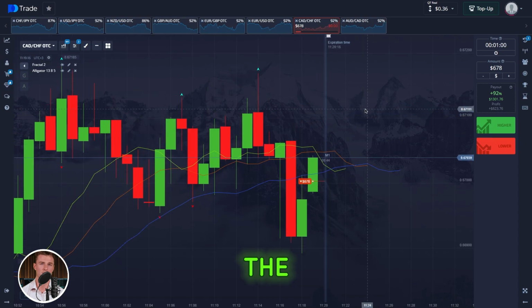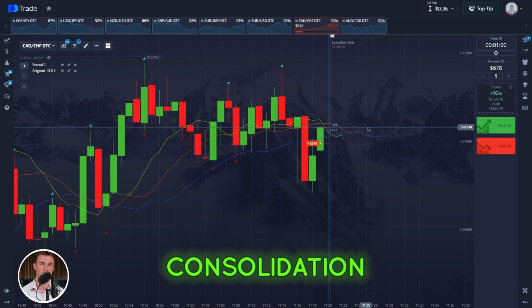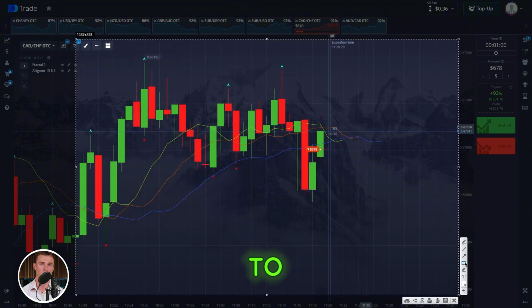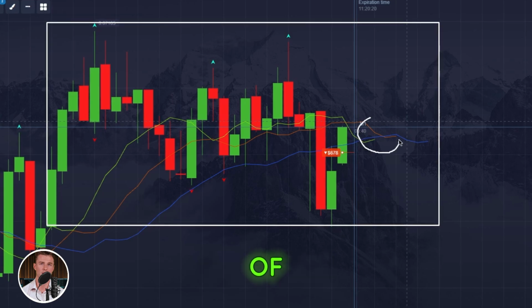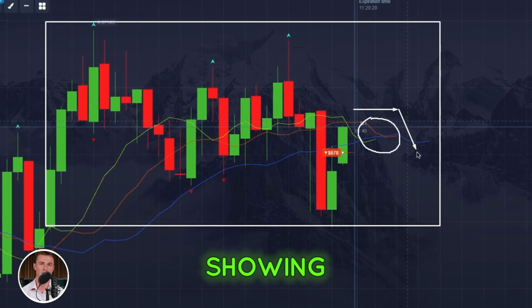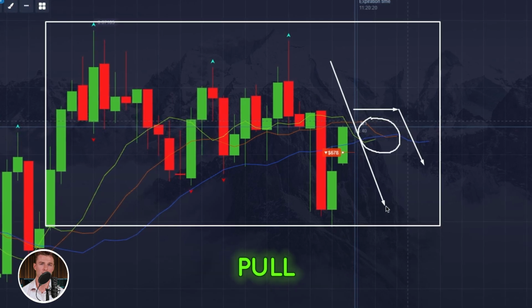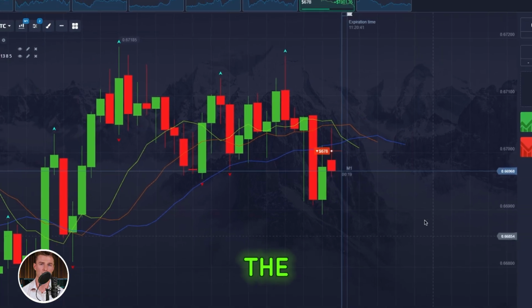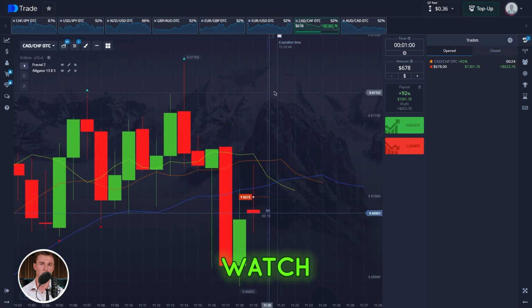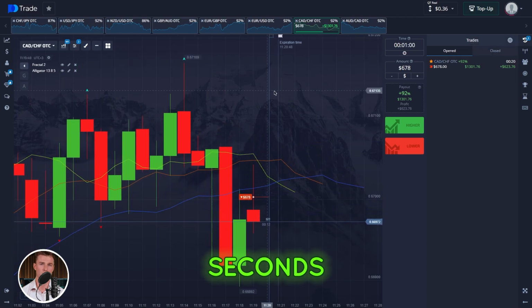Now we have crossed the moving averages of our alligator. The consolidation area is going on, and we have a dynamic price that stands in place. Here we see the crossing of our moving averages on the downside, showing us the downward character. Then we see a pullback in the dynamics, after which we open a trade again in the direction of the trend. Let's watch the result of this trade. We have about 20 seconds left.